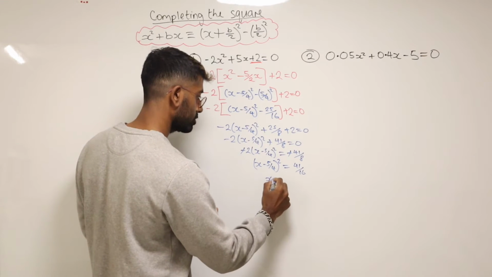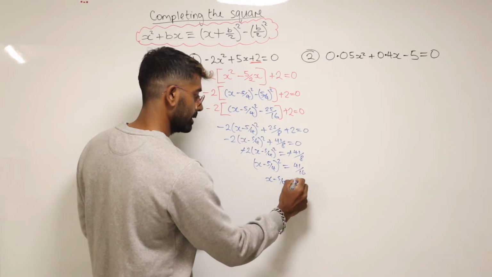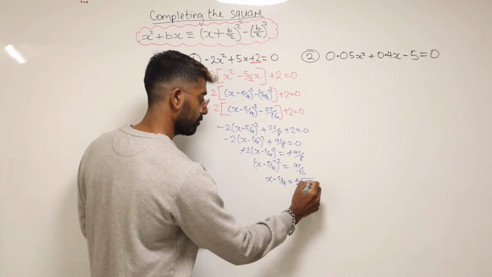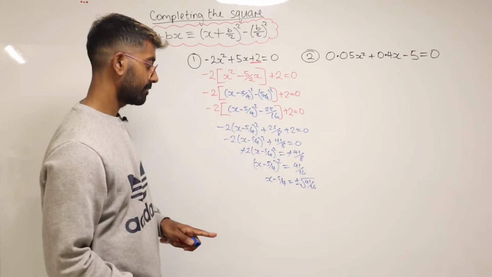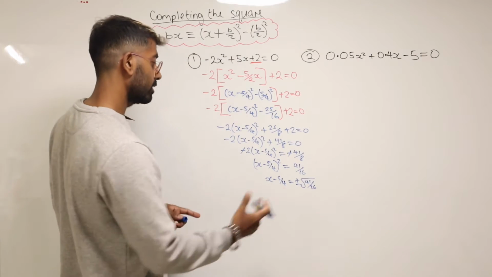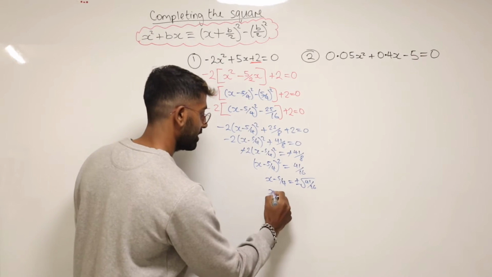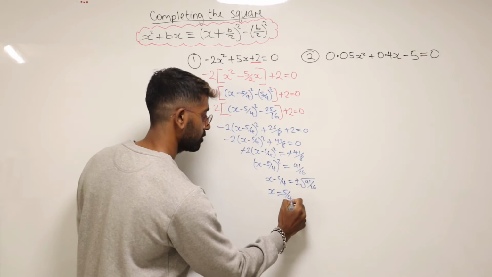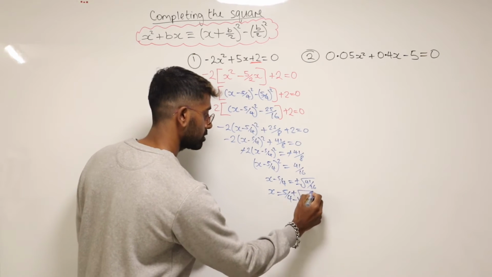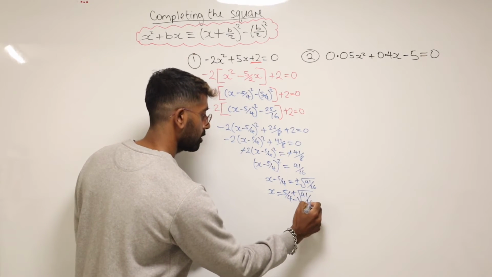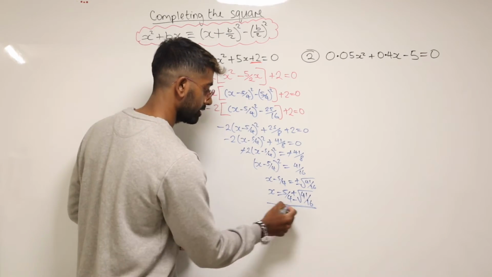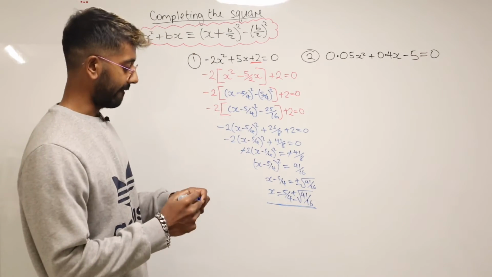Next we can square root, so x minus 5 over 4 is equal to plus or minus square root 41 over 16. Last thing, take over the 5 over 4, so we'll have x is equal to 5 over 4 plus or minus the square root of 41 over 16. There we go. And there's our two answers over there.